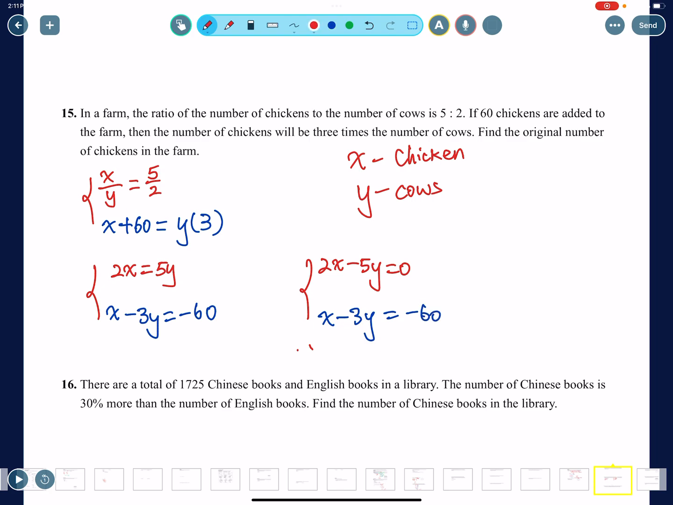Find the original number of chickens. So we need to find x. Put everything in the calculator. 2, negative 5, 0. 1, negative 3, negative 60. X is 300 chickens. So there are 300 chickens originally. On top of this, they added 60, right? So that's why they said original number of chickens.